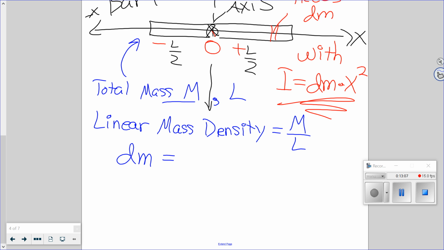What is the mass of one tiny little sliver on the x-axis? This is like a trick question. It has to do with this m over L. Remember, that's the mass per length. And then to get little masses, I need to multiply by some length. But what length do I use? Yeah, dx. Maybe in past years I introduced it wrong, so maybe that seems too easy. Good, if it did.